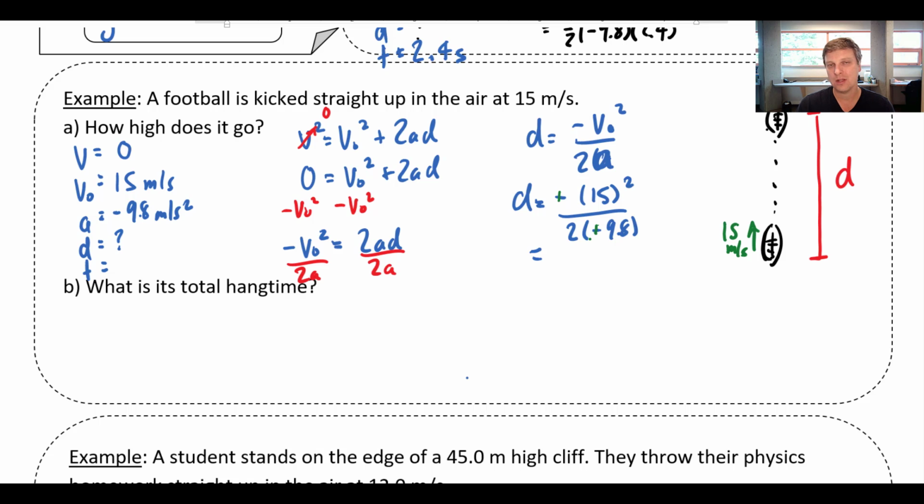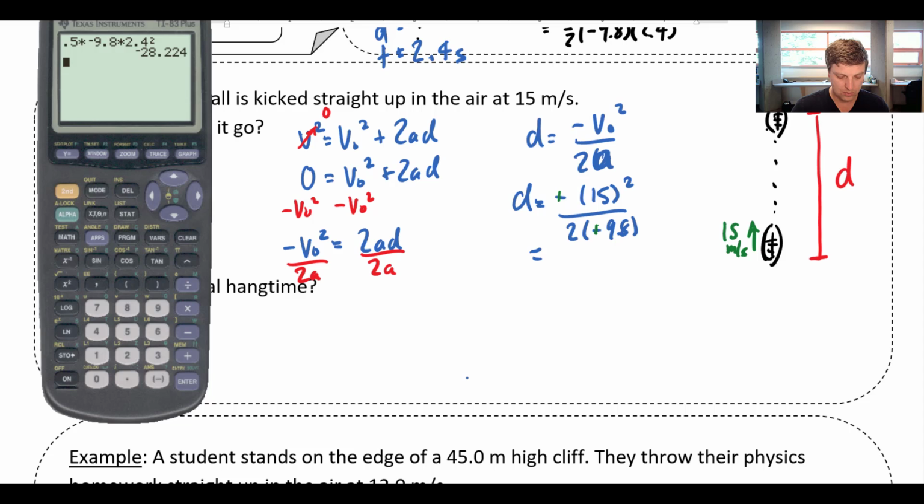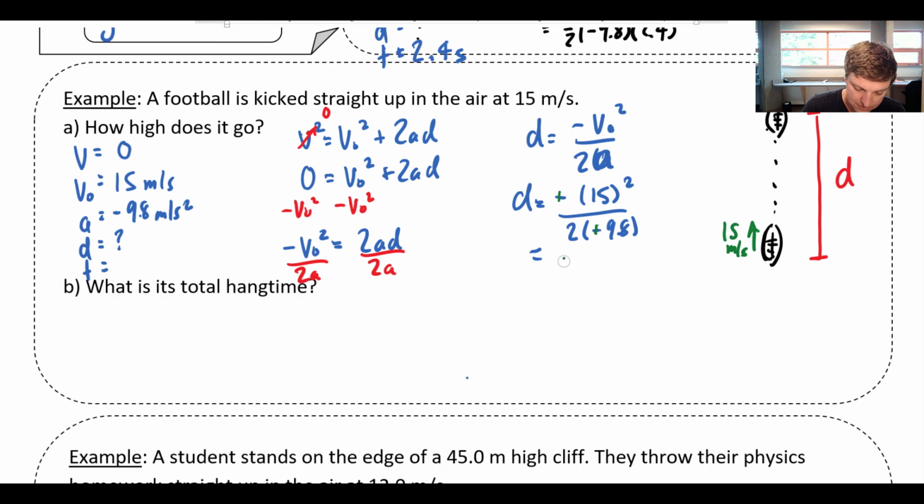I can see that this whole thing is going to give me a positive number, which makes sense because I kicked the ball up. So as it was going upwards, its displacement should be positive. And let's see what we get. When I put this in my calculator, I'm just going to put 15 squared, and then I'm going to divide, but I have to put the bottom in brackets. If I don't have brackets, it's going to mess everything up. So 2 times 9.8, and then that is going to equal, we've got 11.48.